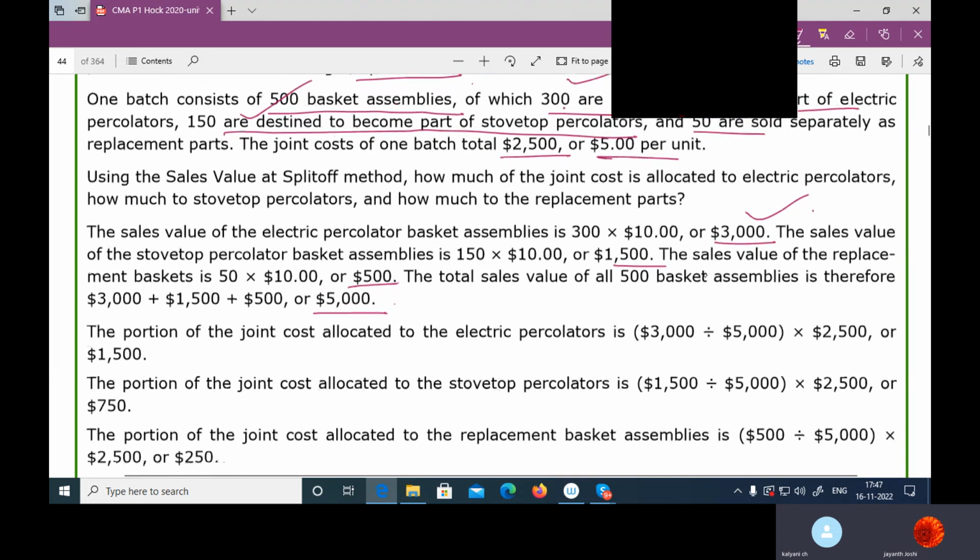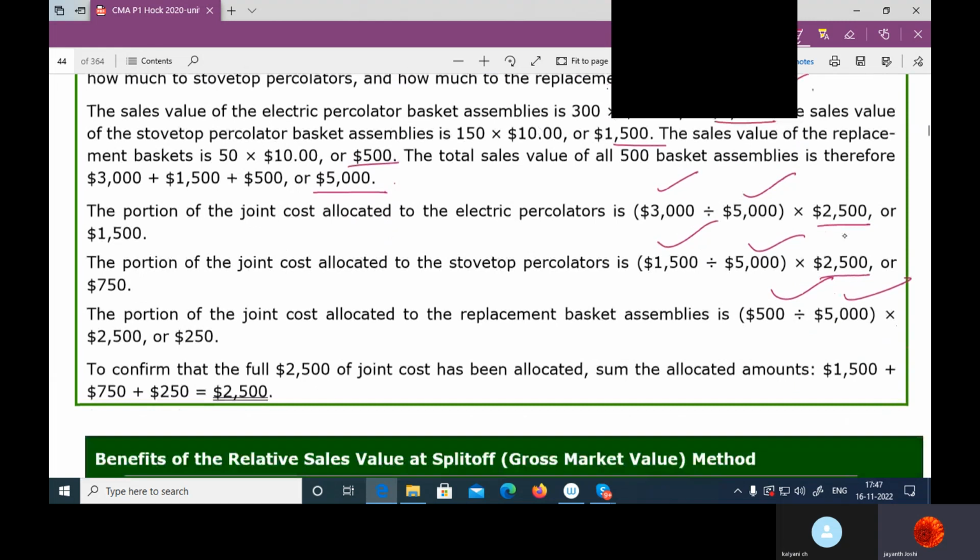We will take each one's revenue divided by total revenue into joint cost. So did we allocate the joint cost of 2,500 amongst each and every type of percolator? Please tell me. Did we allocate the joint cost of the basket assemblies amongst the electric percolator, the stovetop percolator, and the replacement basket? Please tell me.